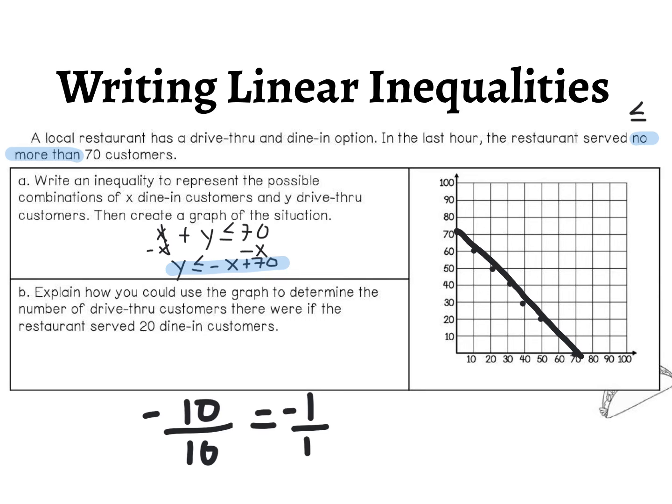Now there it is. Here we have a scenario where you can have a certain amount of dine-in customers and drive-through customers to give you no more than the 70 in that hour. Okay? Now, since we're dealing with the less than or equal to, are we shading above or below? Yes, below. Less than means below. So we're going to shade everything below that. This line will be part of our solution.